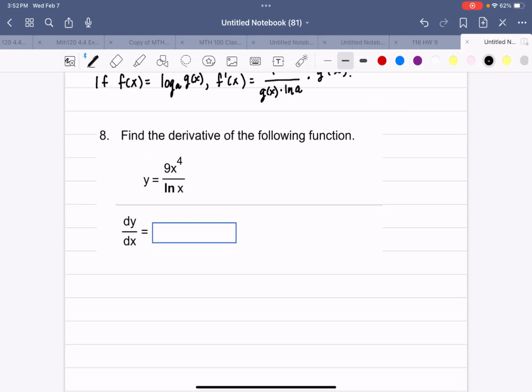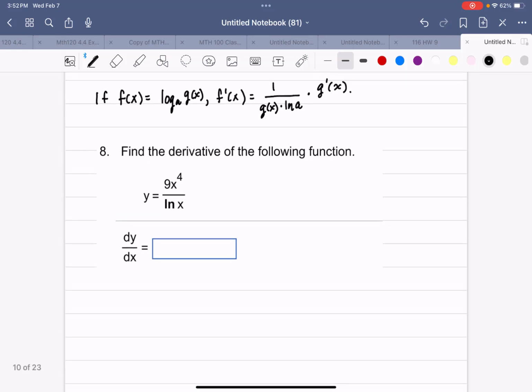Example 8. Find the derivative of the following function. Y equals 9x to the 4th divided by the natural log of x. Well, this is a quotient. I have a numerator, 9x to the 4th. I have a denominator, natural log of x. The derivative of my numerator, 36x to the 3rd. The derivative of my denominator, 1 over x.